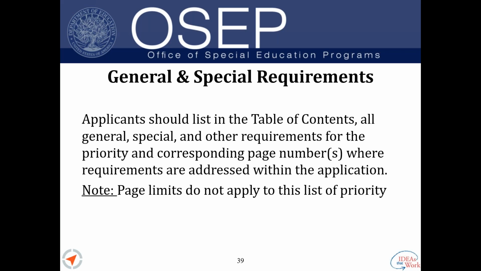In addition to the 6 selection criteria, applicants will also need to address general and special requirements. Applicants should list in the table of contents all general, special, and other requirements for the priority, along with the corresponding page number or numbers where requirements are addressed within the application. This will assist reviewers in the review process.